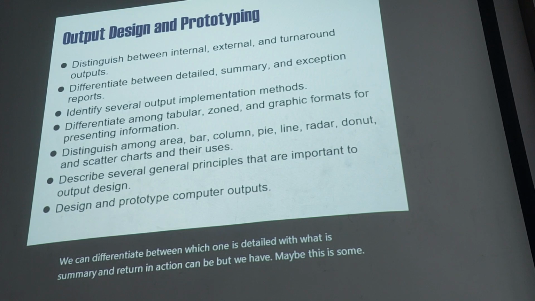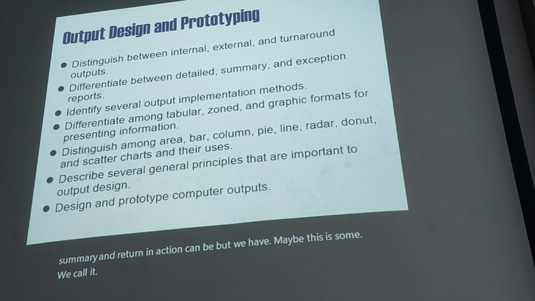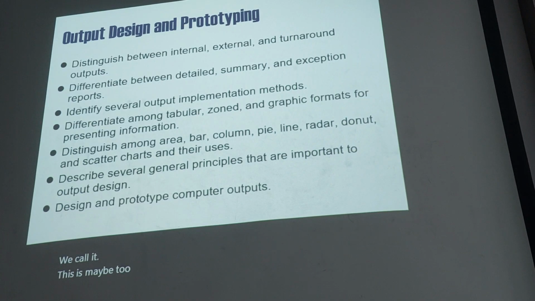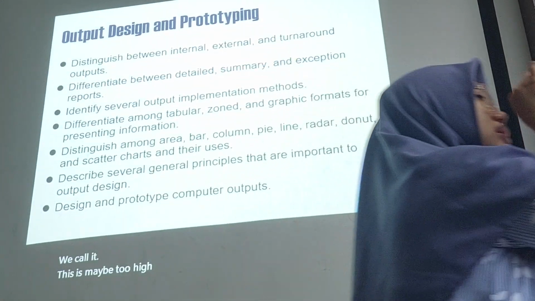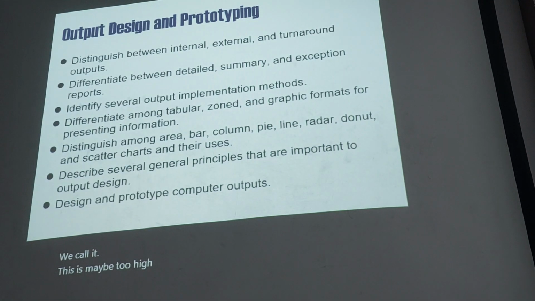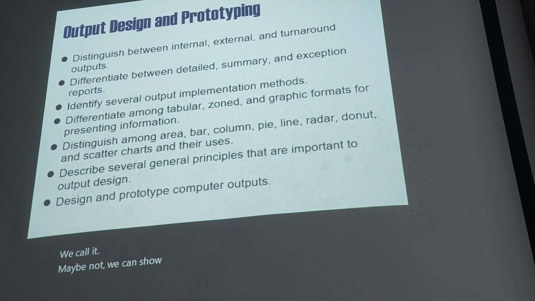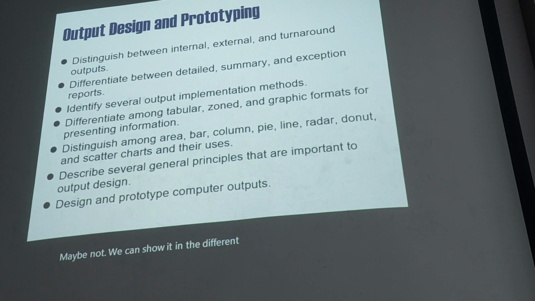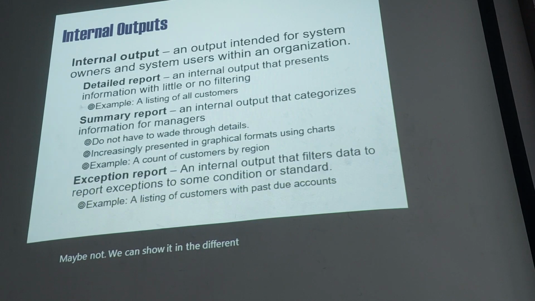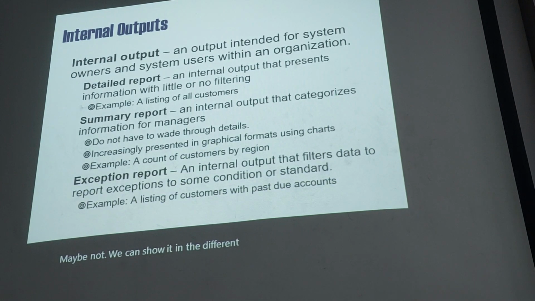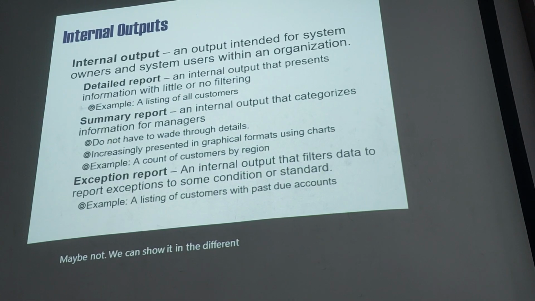Maybe for the exception, we call it outlier data. Maybe this is too high data or too low data. We can show it in a different color. So this is for output design and prototyping. So for internal output, we have detail report, summary report, and exception report.